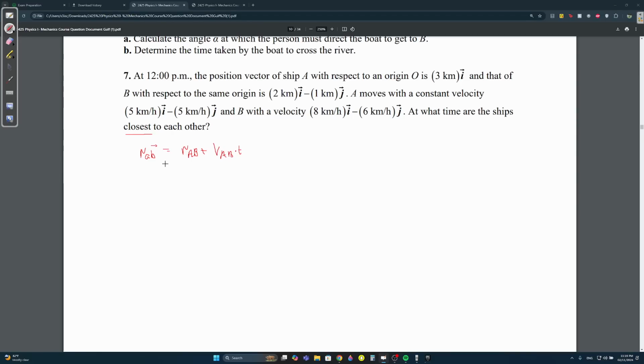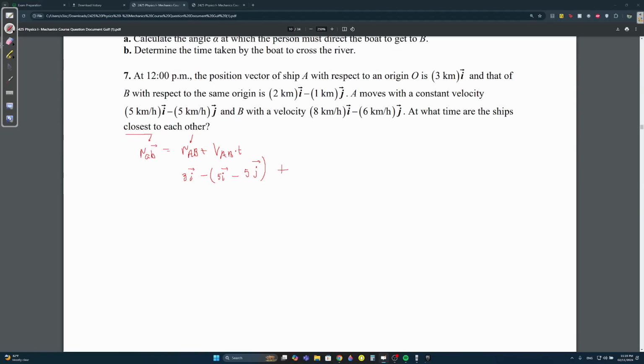T. RAB is the position of A with respect to B. RAB is RA minus RB. What's A? 3, so 3i minus RB, 5i minus 5j. Remember to put the minus outside. This is RAB. Plus VAB will be VA minus VB, so what's VA?